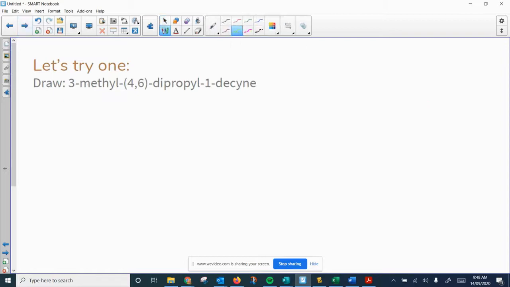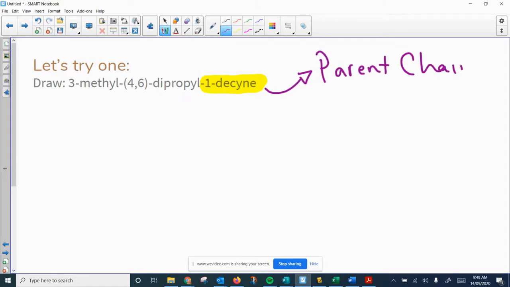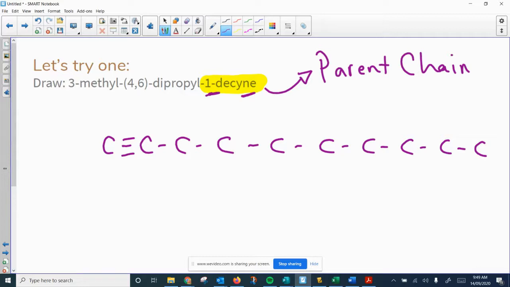All right, let's try one. We call this the parent chain. It comes at the end of a name. Let's draw this out. All right, so when we're drawing out our parent chain 1-decyne, we identify that YNE refers to a triple bond. The 1 in front of decyne tells us it is at the 1 position. Now let's fill in some of our side chains. 3-methyl, we have to choose a direction of numbering. Now our direction of numbering is actually already chosen for us here. If this is the first bond, that forces our numbering to be in this direction.